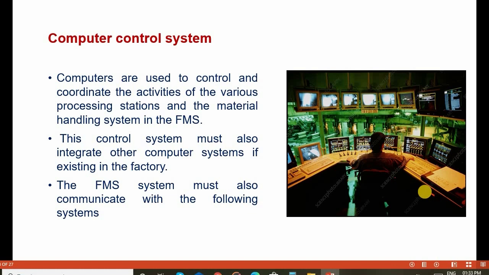The flexible manufacturing system must also communicate with the following systems. So the FMS helps to communicate from one system to other systems, to each and every system, helping to communicate the various data and other information by using the flexible manufacturing system.